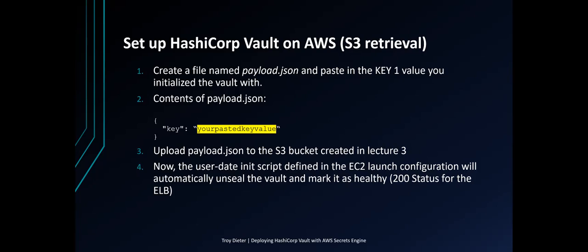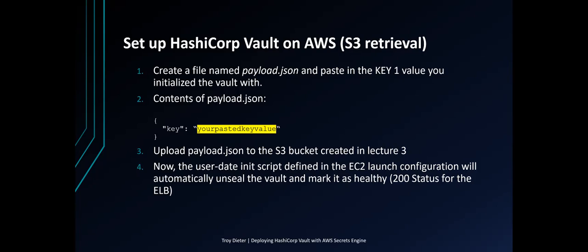Next, you'll want to create a file named payload.json and paste in the key 1 value you initialized the vault with. The contents of payload.json will include bracket open, key, your pasted key value, and close. Your pasted key value will be the unseal key value that you retrieved while setting up the vault. Upload payload.json to the S3 bucket created in Lecture 3. You'll want to set encryption on this as well if you'd like.